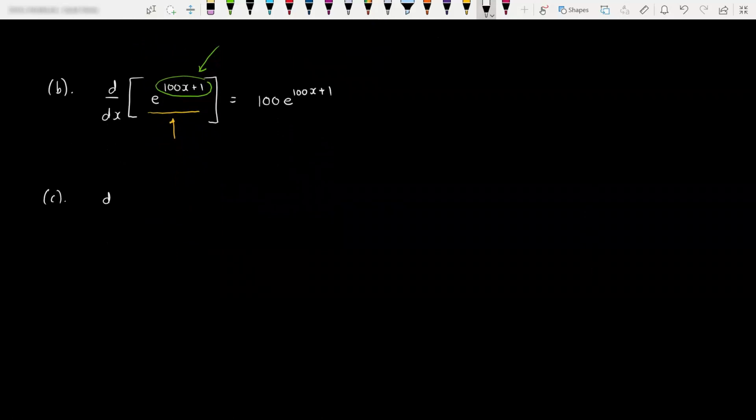Here's another one. Let's say we have to differentiate e to the power of x cubed plus 1. The process is going to be the same. Differentiate whatever's in the exponent. So x cubed plus 1, if we differentiate that, we're going to get 3x squared. And we just multiply 3x squared by this original e to the power of x cubed plus 1. So we times it by e to the power of x cubed plus 1.